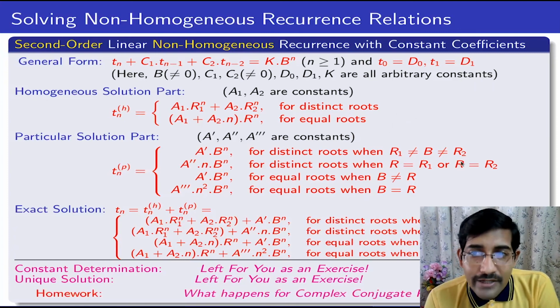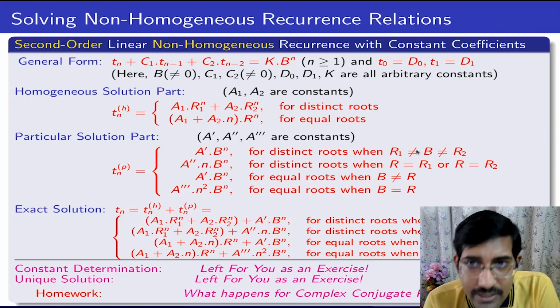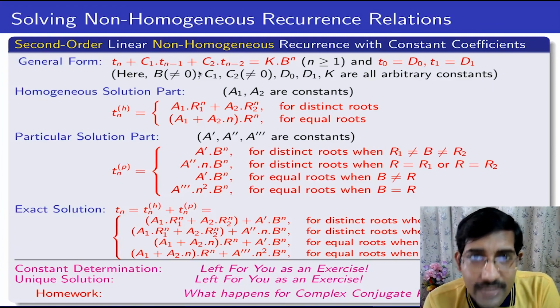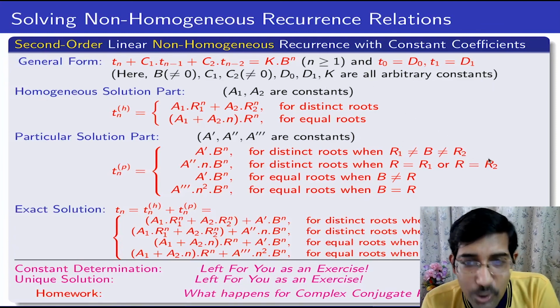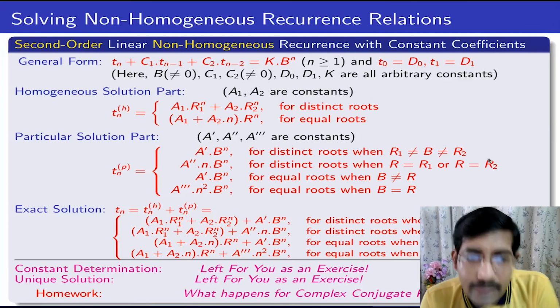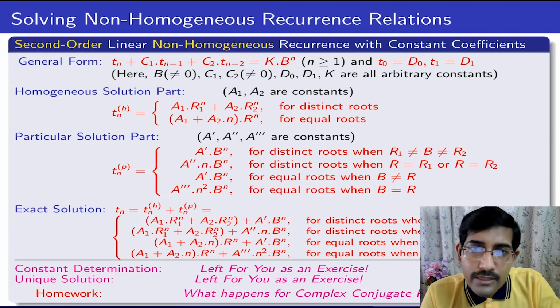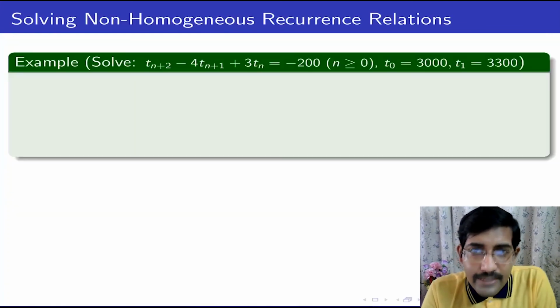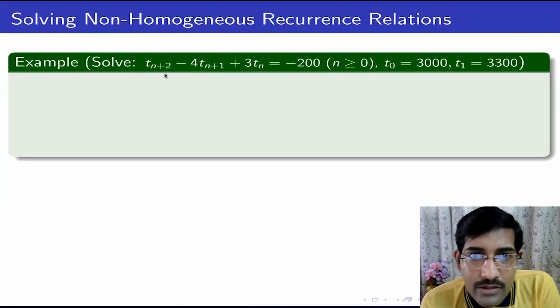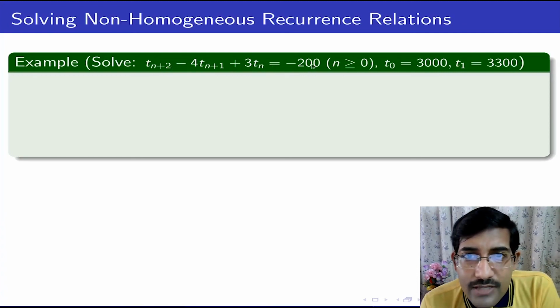And the complex part I didn't consider. So you complete this whole generic second order linear homogeneous by your own with the complex root part as well, and also determine the constant and the unique solution in this process. Finally, an example. So you need to solve this kind of recurrence as we have seen.